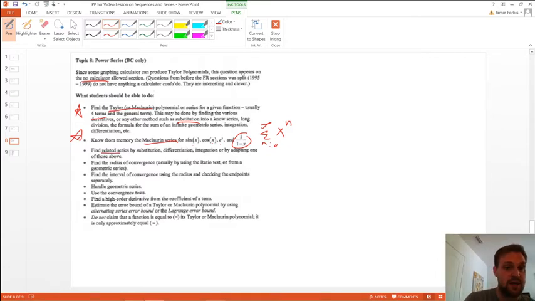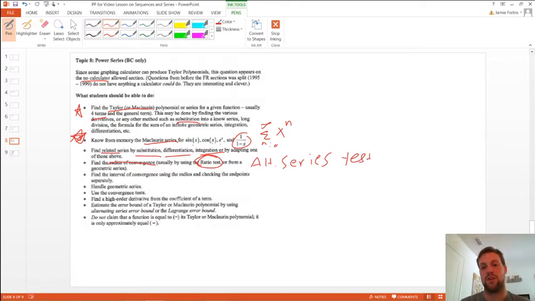Find related series by substitution, differentiation, and integration, or by adapting one of these. We'll have some examples of that in a second. I don't think you'll have to worry about radius of convergence, but the topics in our unit are the ratio test and the alternating series test, which are primarily used for identifying whether a series converges. I don't think you'll have anything with radius of convergence based on the topics they took off, but we'll practice it a little bit today. As I do the video, I'll try to clarify which topics are still possible to be tested.